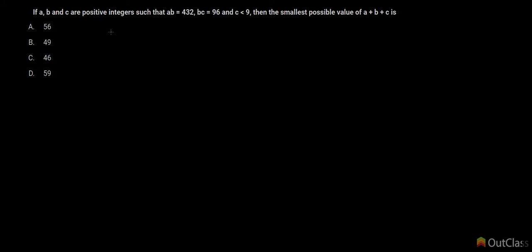So the logical approach is very simple. You have A, B and C. These two have a product of 432, these two have a product of 96. Let me just move this down a bit.